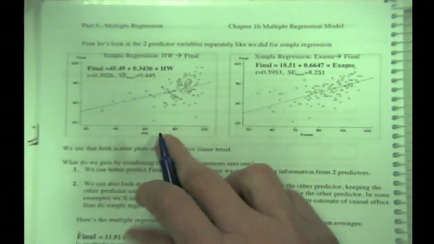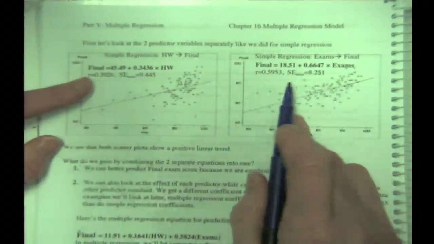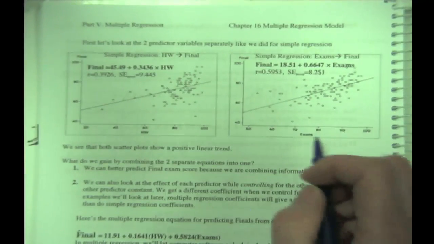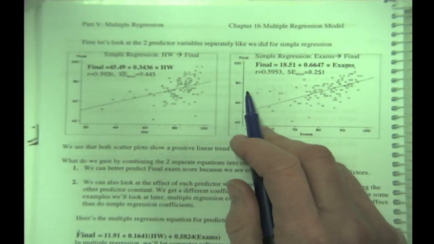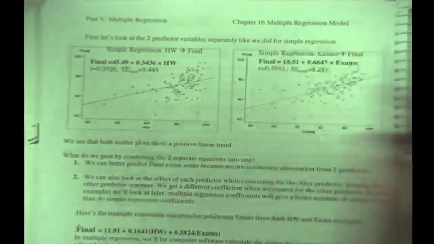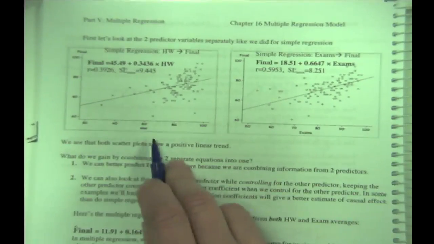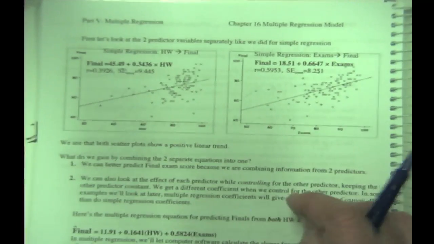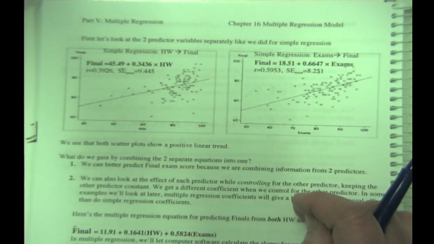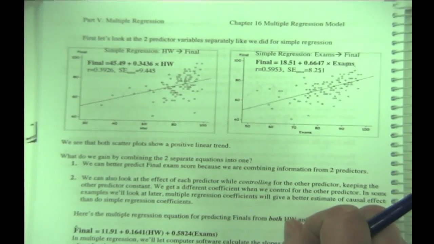Both of them show a positive trend, which you'd expect. And here's your correlation. Wouldn't you think that exams would be better predictors of finals than homework would be? The final is an exam, so some of it is just your exam-taking ability, which is going to be a better predictor than your homework doing. But they're both positively correlated. So why would we even want to put them together? Why can't we just look at these separately? What do we gain by putting them together?